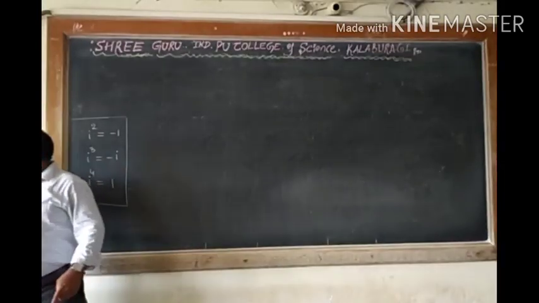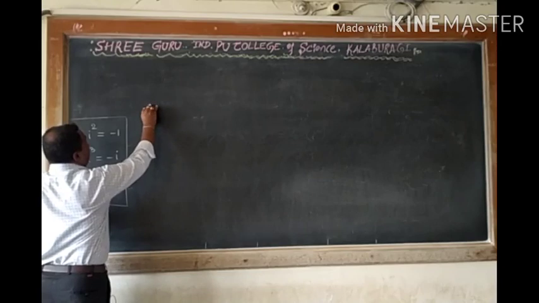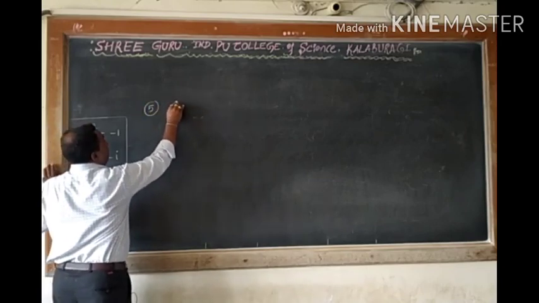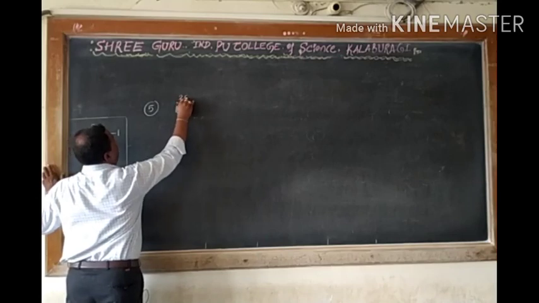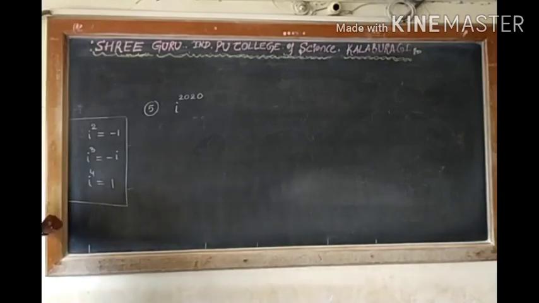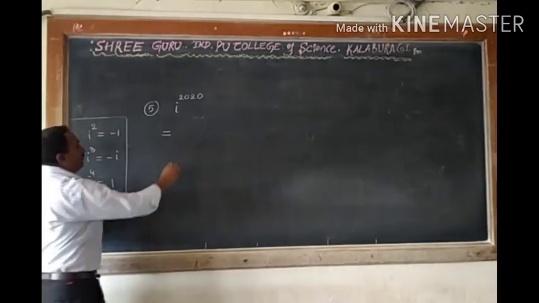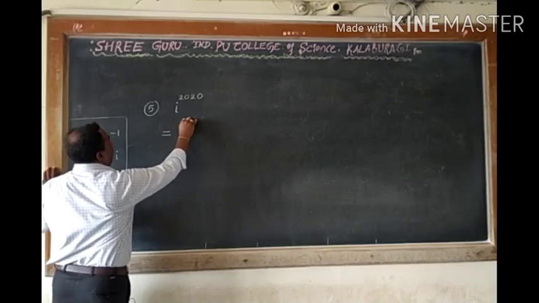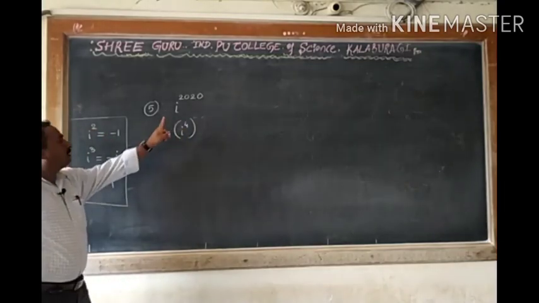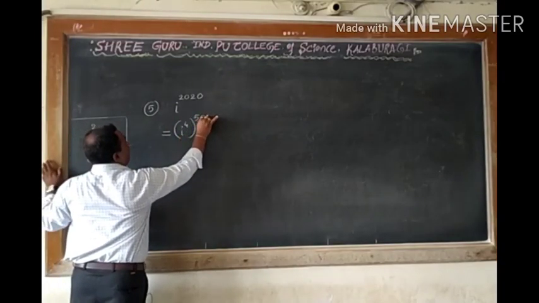Next, some few examples. Example number 5: evaluate i power 2020. Find this value, i power 2020. This can be expressed in the form of base i power 4, i power 4 whole to the power 2020 divided by 4. This number divided by 4, the value is 505. Any remainder? No, it is a round number, there is no remainder.